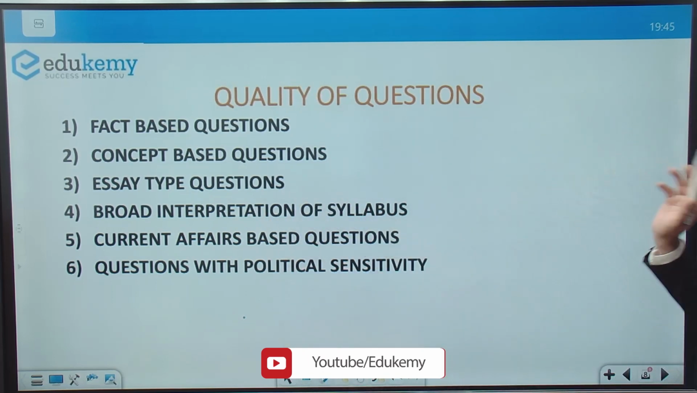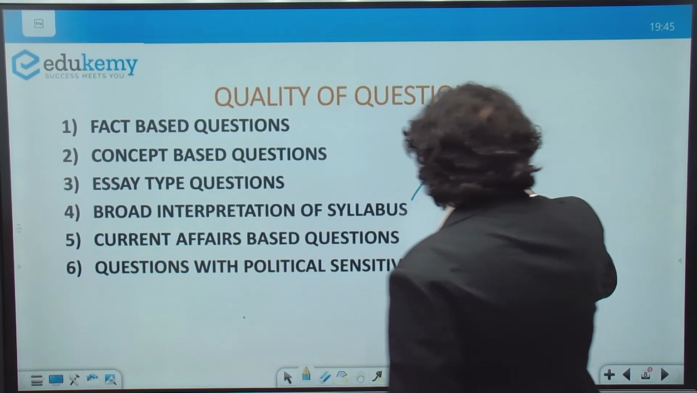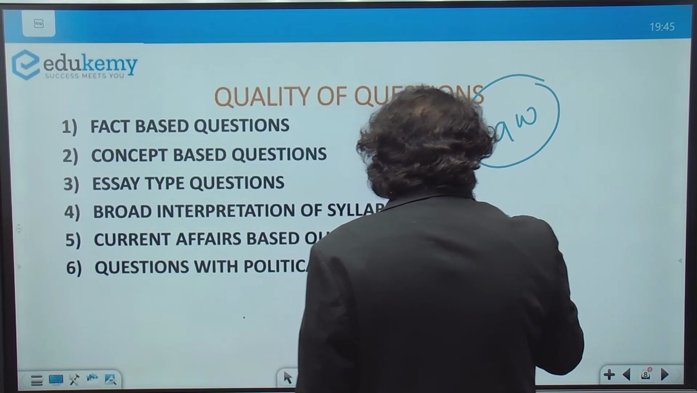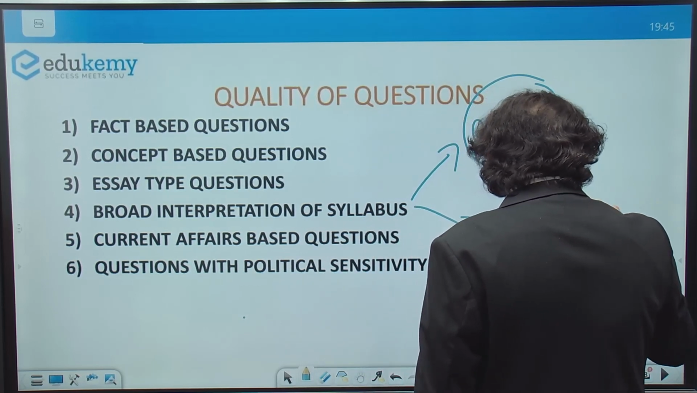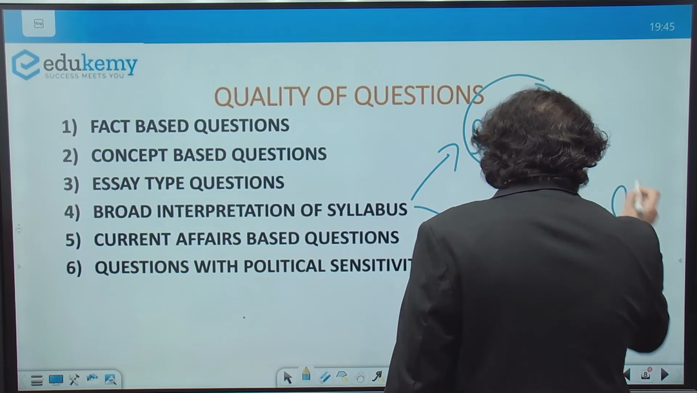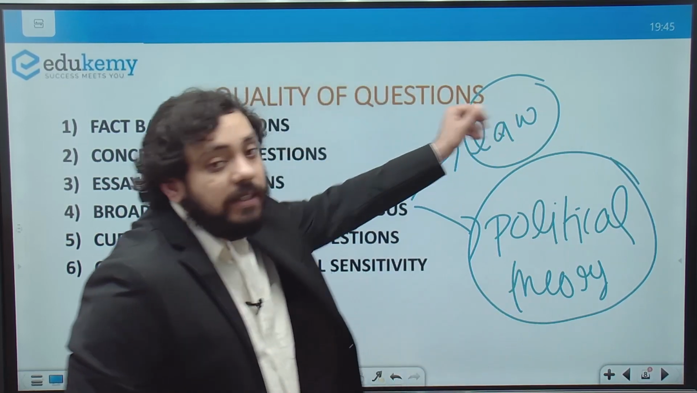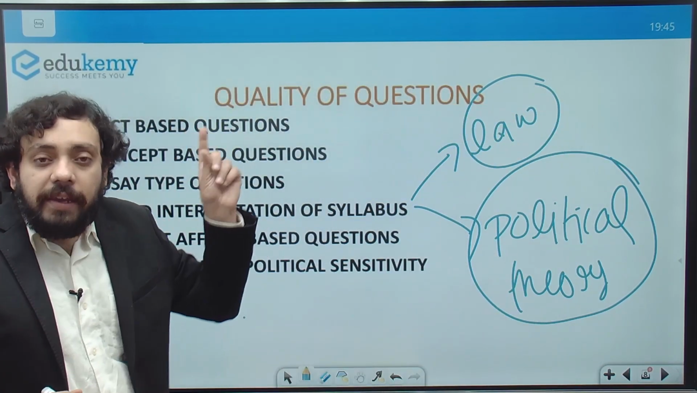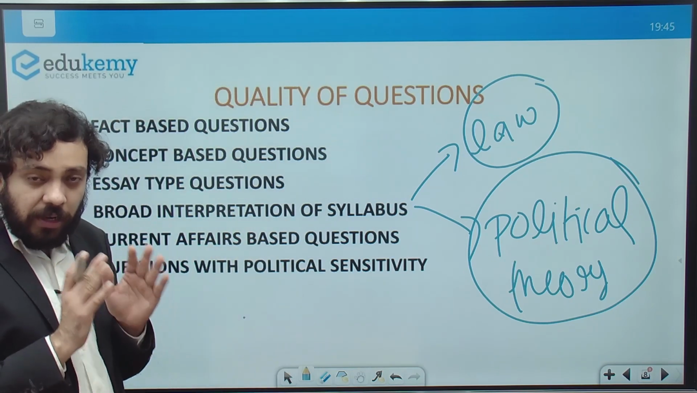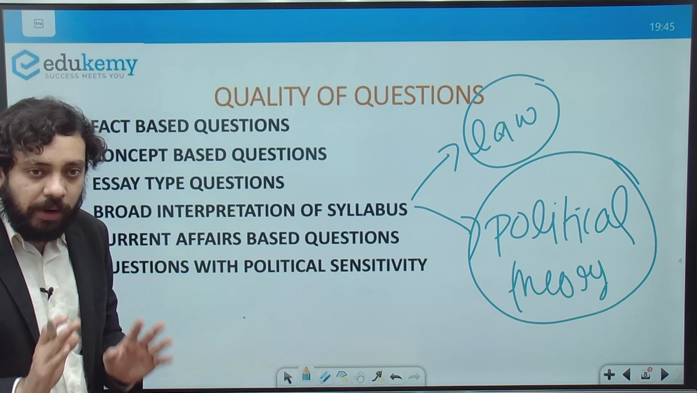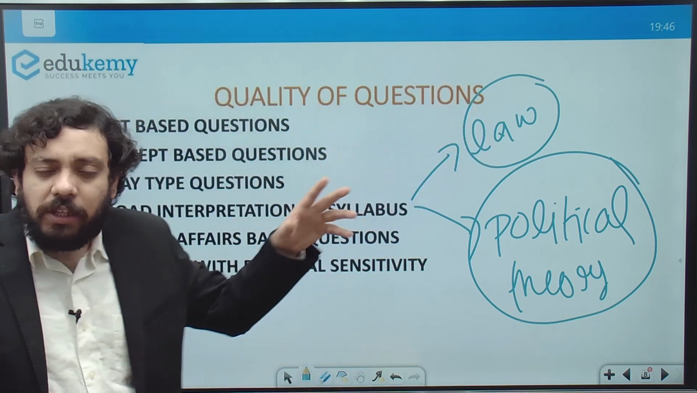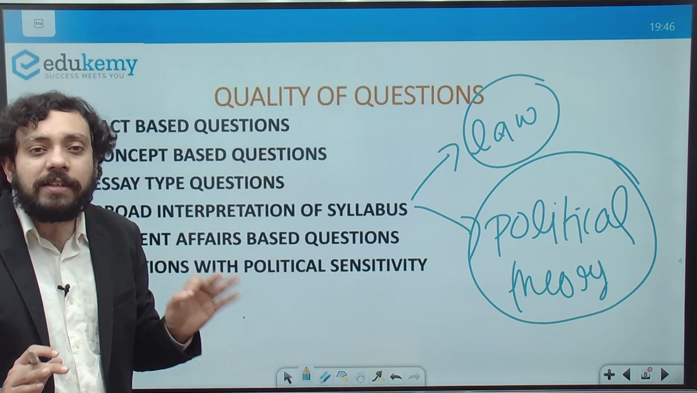After that, broad interpretation of syllabus. What does this imply? We have seen recently that a lot of questions in the polity paper, both in the prelims and the mains paper, are incorporating questions or subjects from, let's say, law. For instance, legal theory. There was a question on judicial custody in this prelims examination, which is, strictly speaking, a legal part rather than a governance part. So law, jurisprudence, legal theory, these are the new entrants in the examination.